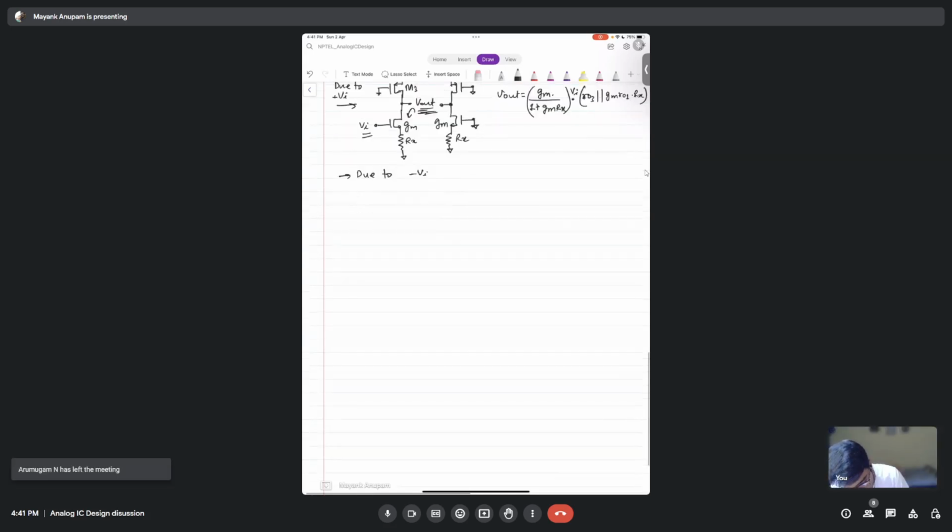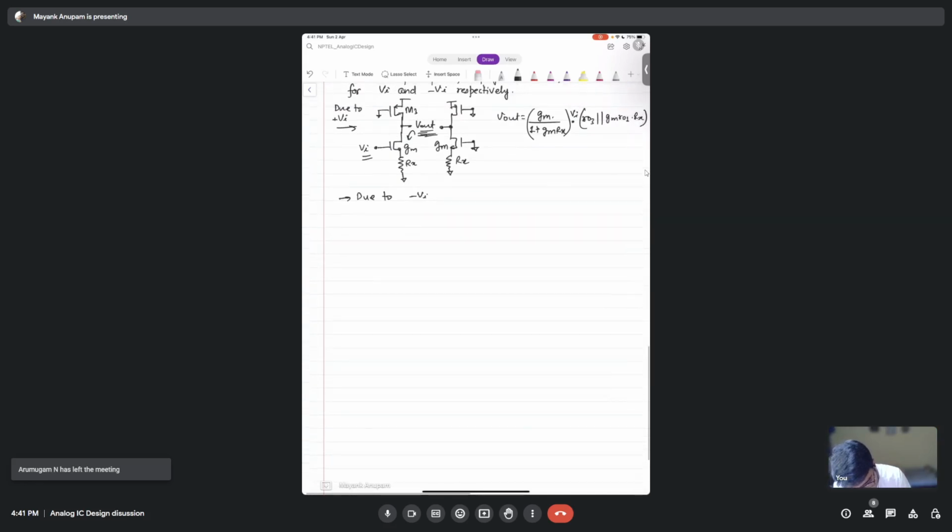Yes. What will it be? Only the magnitude would be different, sir. Everything else will be the same. It will be exactly opposite of this, isn't it? Yes, sir. V out should be, after this, minus GM over 1 plus GM Rx, into Vi, into RO.